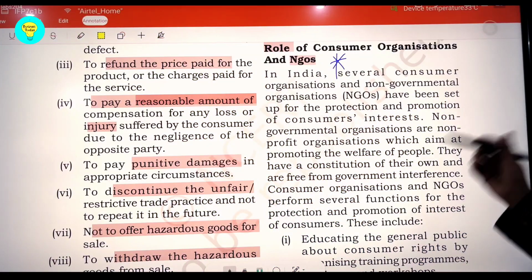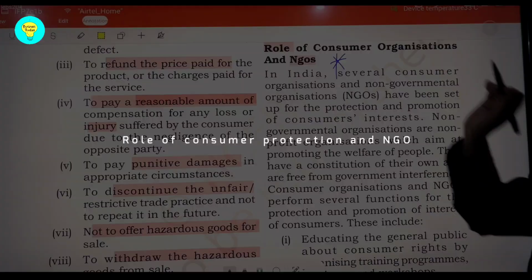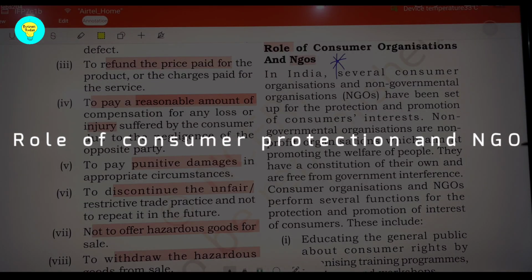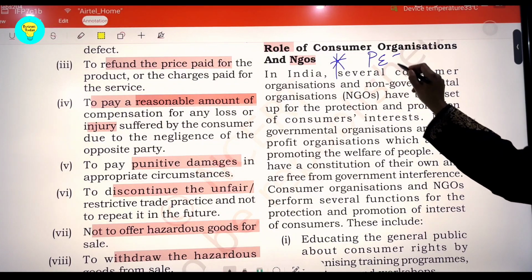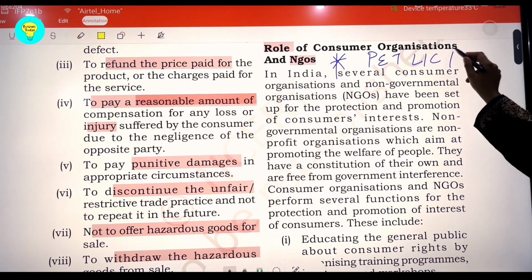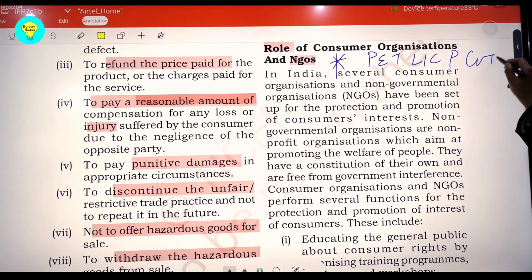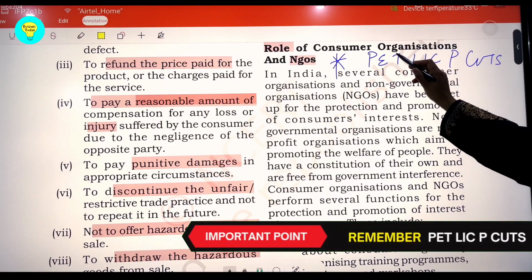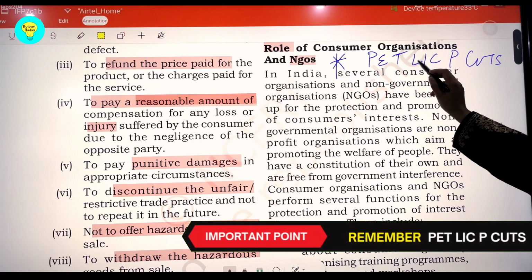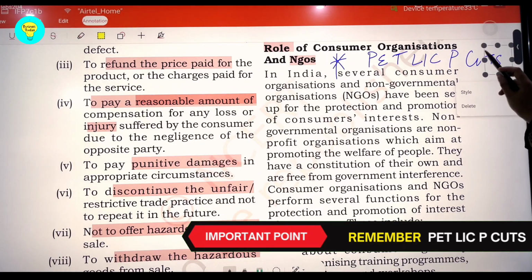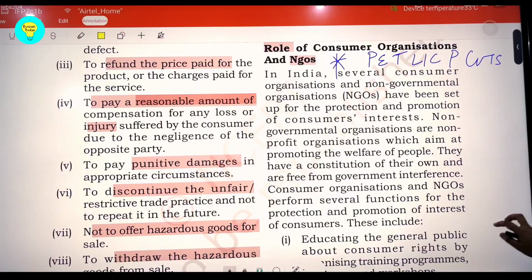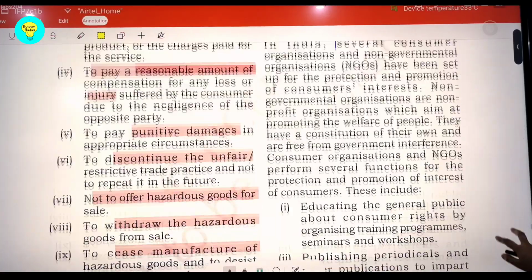Now, the last topic in the segment is regarding roles of NGOs in consumer protection, students. So here roles can be easily memorized as PET, LIC, P, cuts. Just remember it as this. There are not that many roles. 1, 2, 3, 4, 5, 6, 7 and 8 roles have been talked about. Just 8 in number. Cuts is one society representing the Consumer Unity and Trust Society, which we'll talk about later.